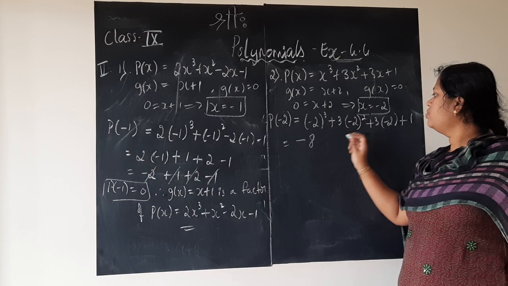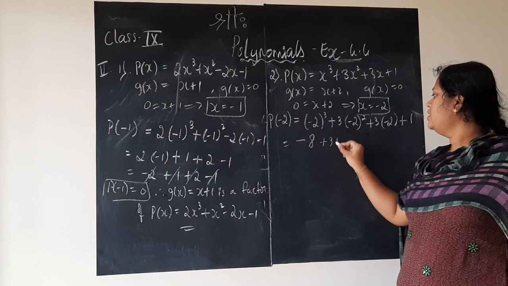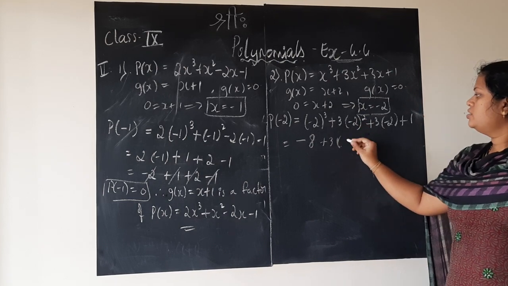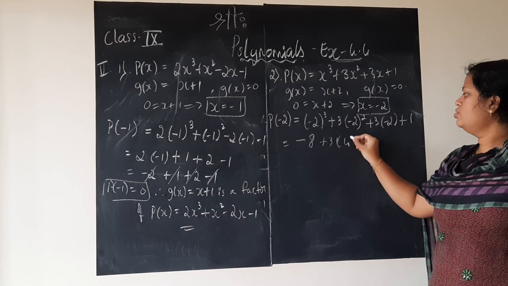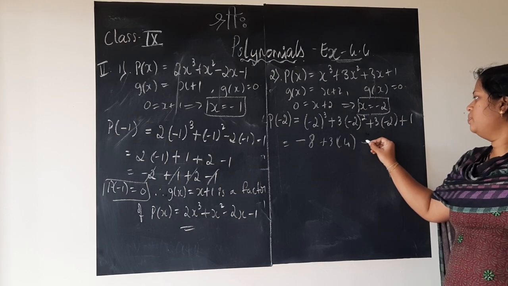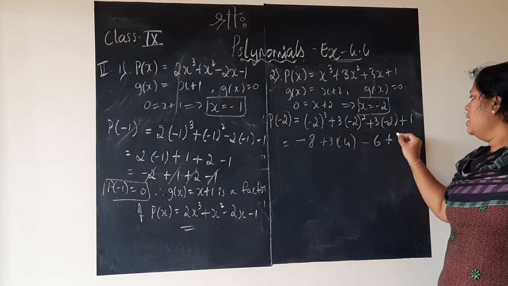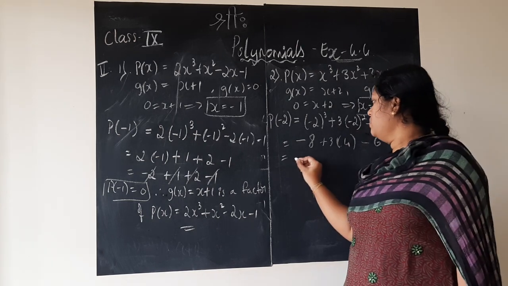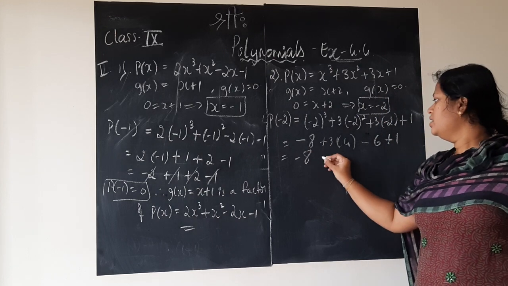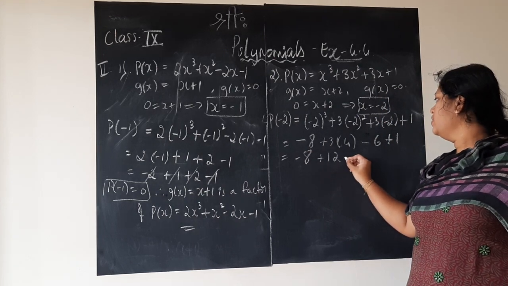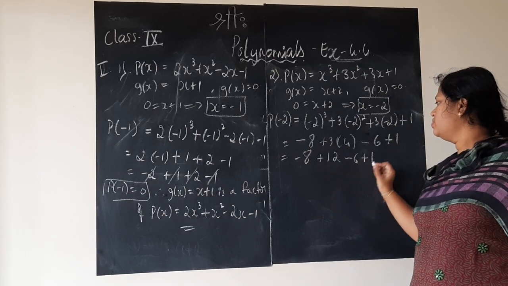Now here 2 square is there. So plus 3 into, children, minus 2 whole square. Right? It is 4. 2 square is 4. Minus into minus is plus. Plus into minus is minus. 3 into 2 is 6. Plus 1. In the next step, minus 8 as it is. 3 4s are plus 12. Minus 6 plus 1, children.